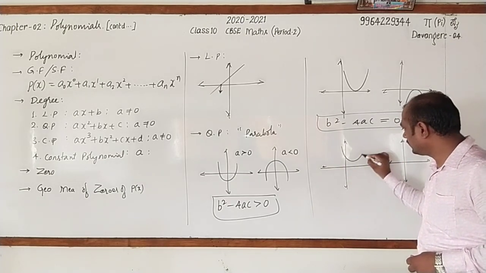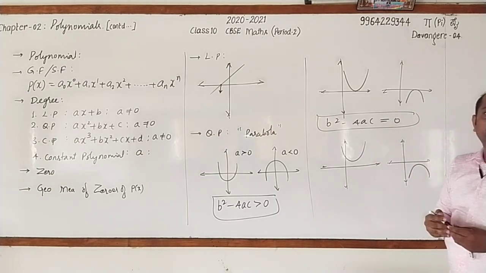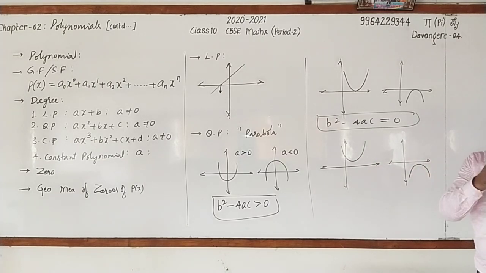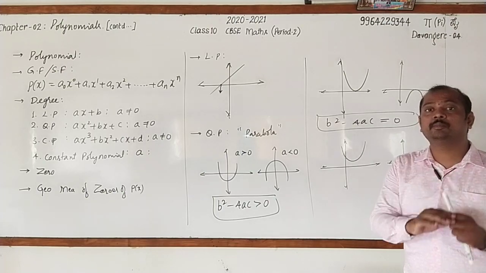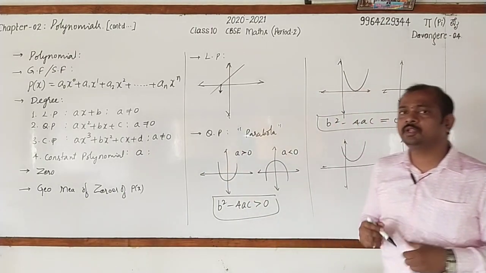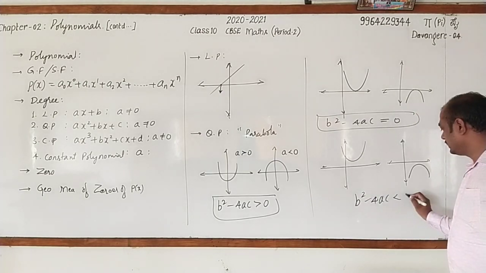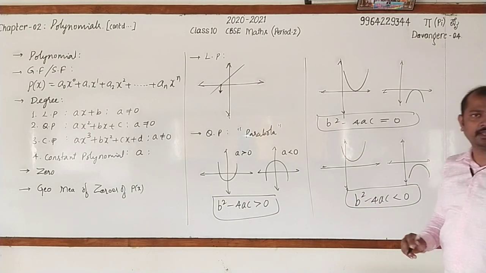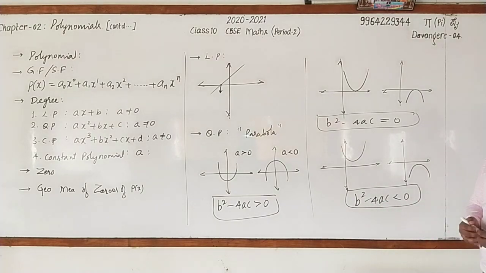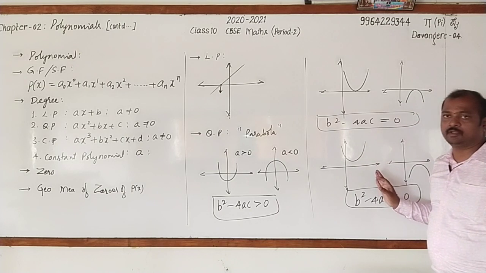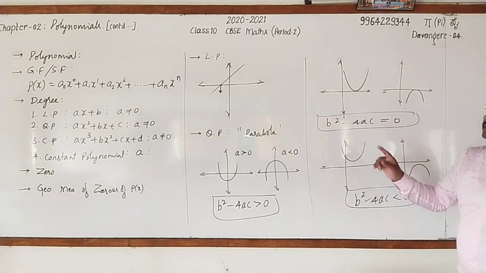Look here. Here, the parabola does not meet or intersect the x-axis at any point, right? It means the quadratic polynomial has no zeros. Then what is the condition for this? It is b square minus 4ac is less than 0. Clear? Less than 0 means negative. If the value of b square minus 4ac is negative, then we won't get any zero of the quadratic polynomial. So this much was discussed in the last class.